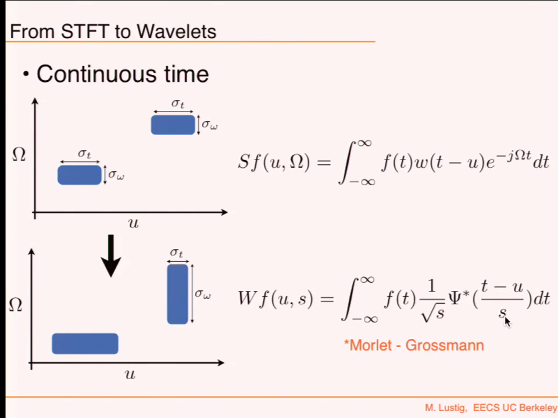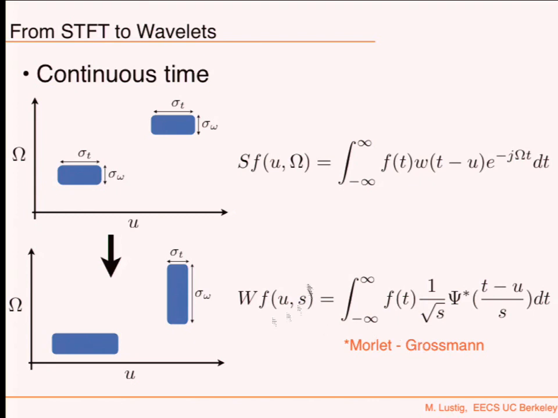Okay? And the way that you write it is you write it as this kernel that is shifted and is stretched. So instead of mapping time to u and omega, like here, what we map to is u, which is the same thing, and to s. S will be scaling, the stretch. Okay? Does this make sense? And this is due to Morlet and Grossmann.